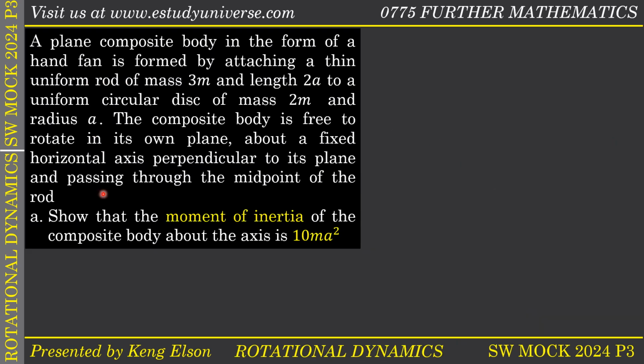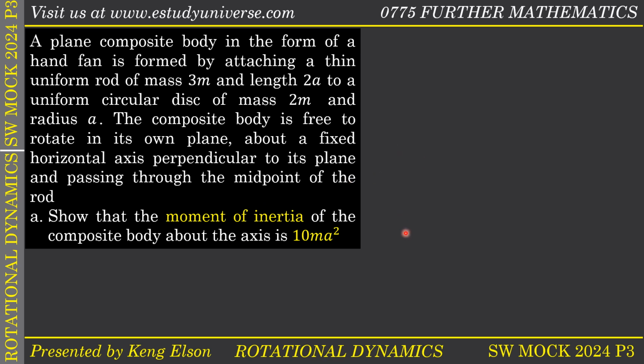Okay, so we are going to solve the question part by part. We have to first of all show that the moment of inertia of the composite body about the axis is 10ma². Now the composite body is basically a body that consists of a thin uniform rod and a uniform circular disc. So the combination of a rod and a disc.